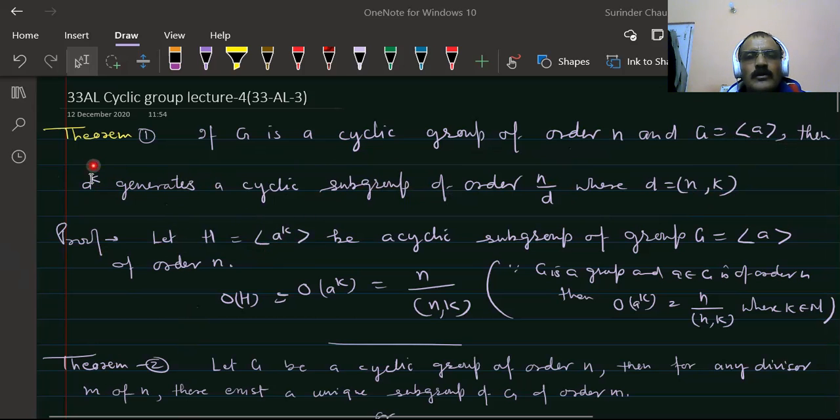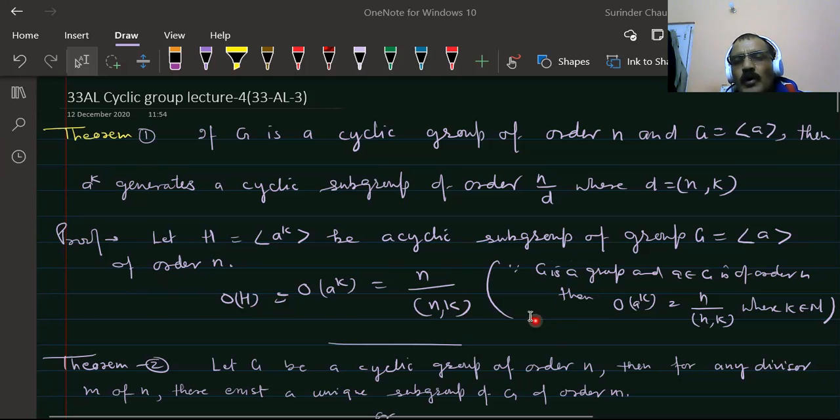Let's suppose a cyclic subgroup. We will take the hint here. Let H, generated by a to the power k, be a cyclic subgroup of G, which is generated by a of order n.